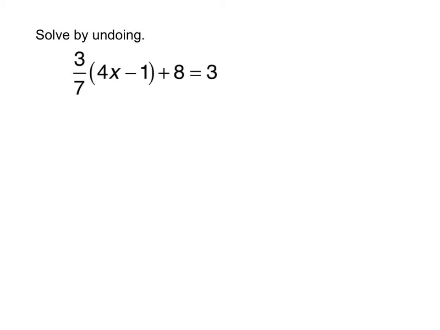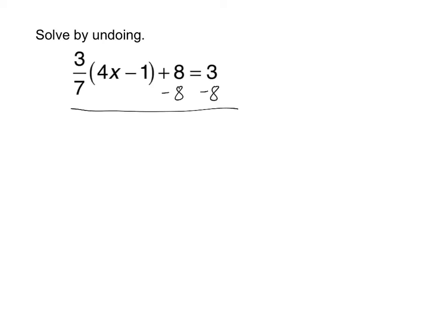So let's keep going a little bit. See what I told you about fractions? They're your friends. Don't worry. 3/7, my favorite fraction. So let's go and do some undoing. It looks like I'm taking x, multiplying it by 4, subtracting 1, multiplying by 3/7, then adding 8. So let's start there and subtract 8 from both sides.